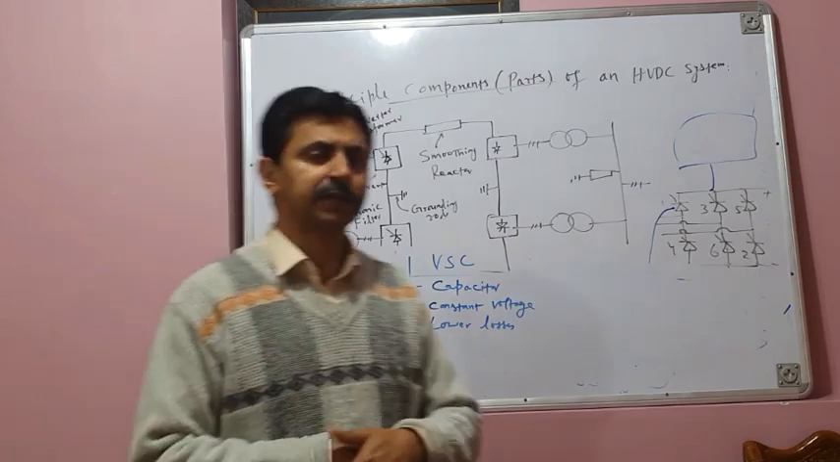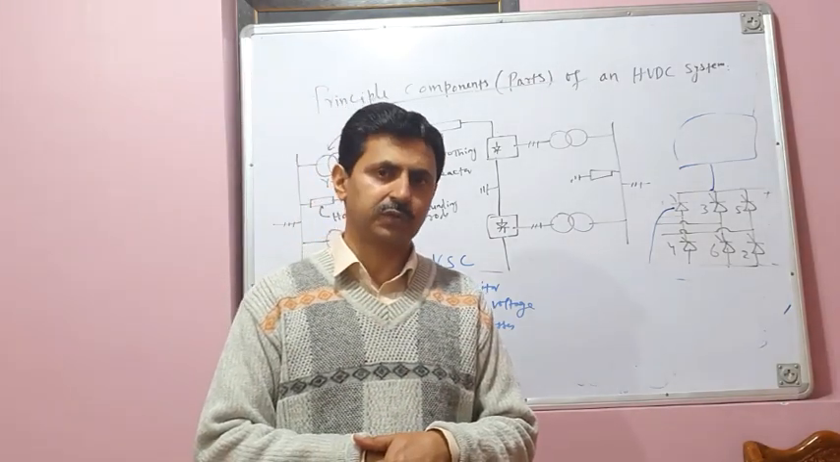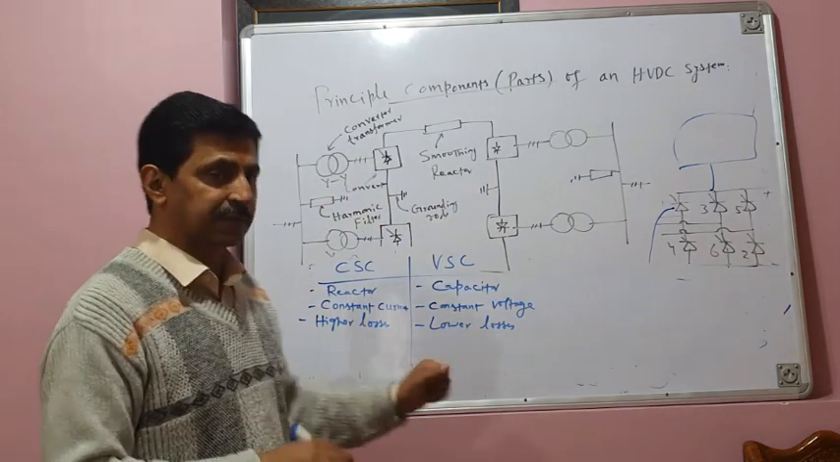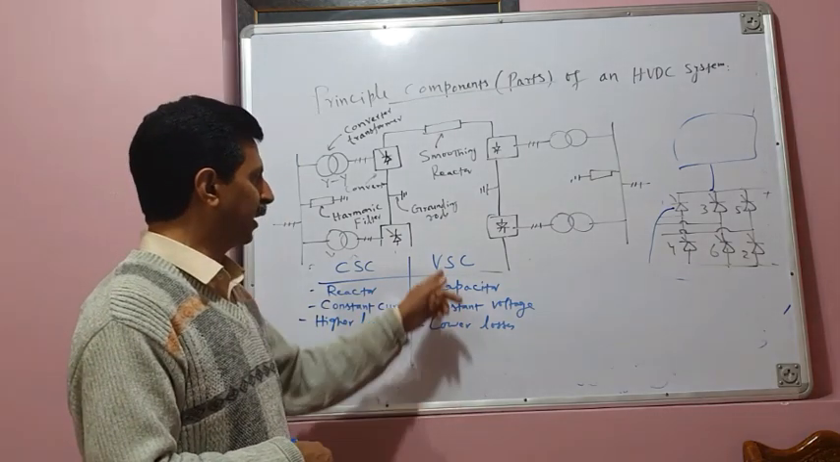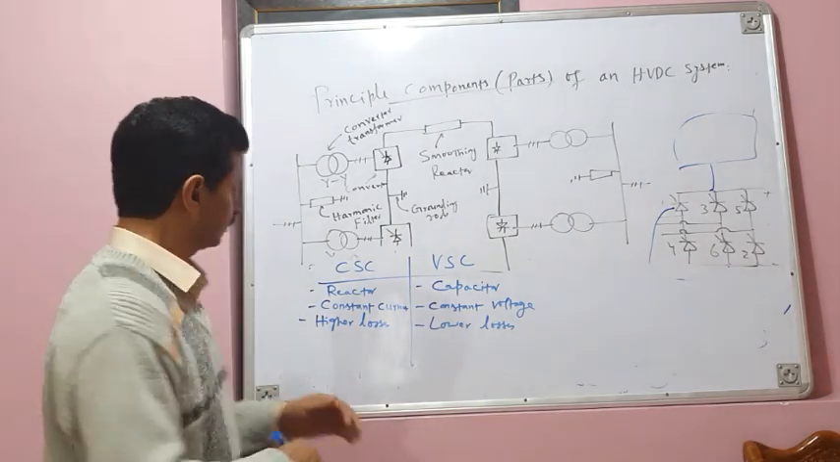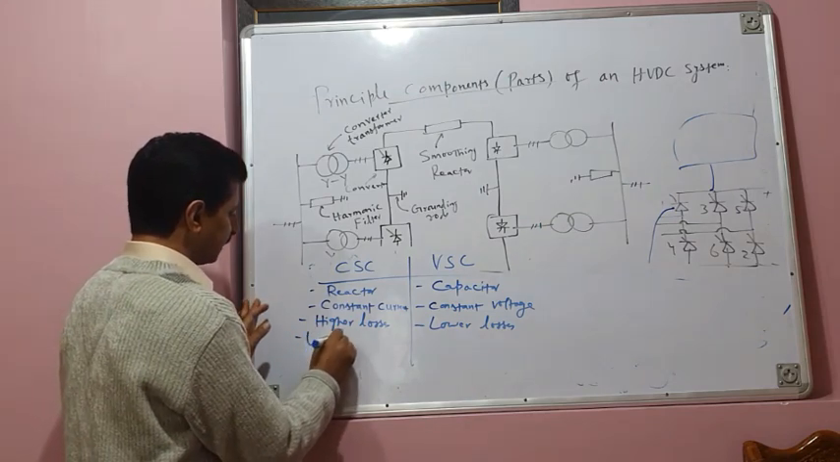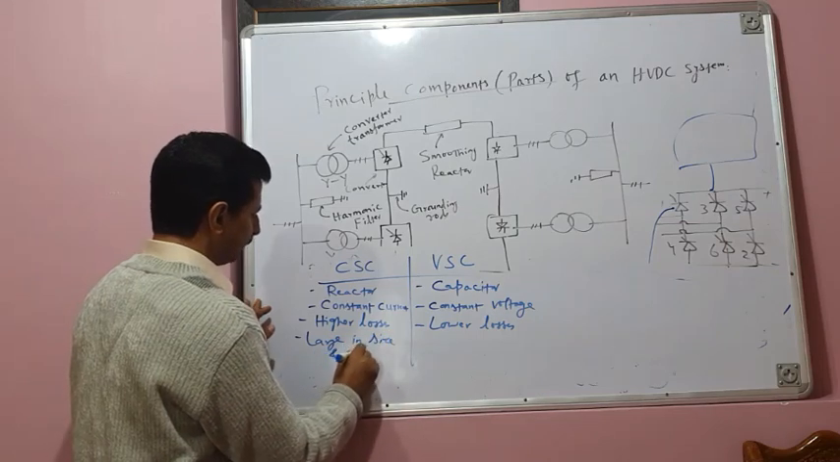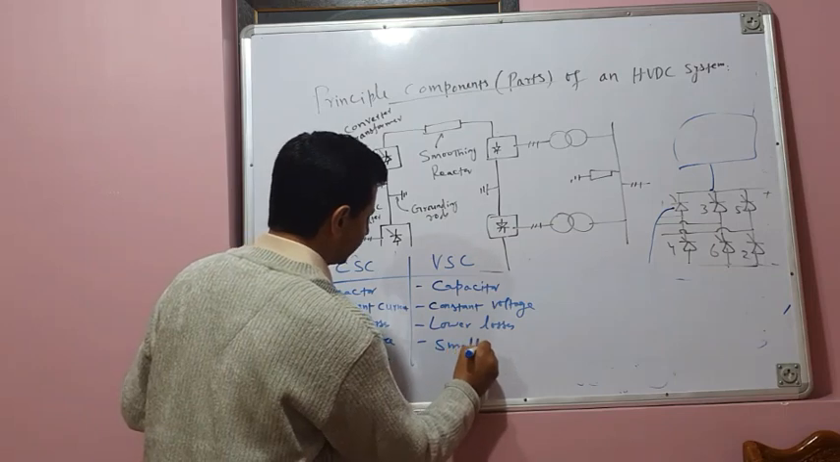And these inductors are made up of coils, and coils have some resistance, so they produce I square R losses. So losses are higher in current source converters because of these large inductors, whereas losses are lower in voltage source converters. Large in size and costlier. I will write here smaller in size, cheap.